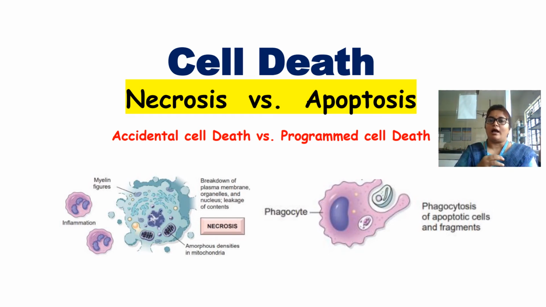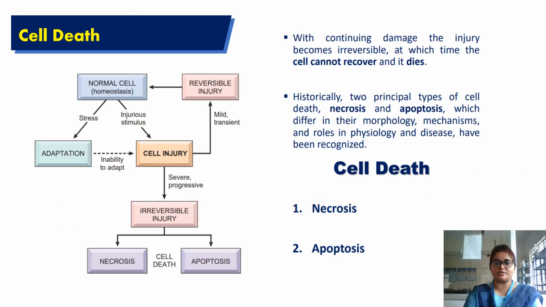Okay, so accident, we don't know when it happens. So accident is a necrosis. Suicide, intentionally a person is trying to kill himself or herself, it is called a suicide, and which we can relate to the apoptosis. So let us see in detail about these two.